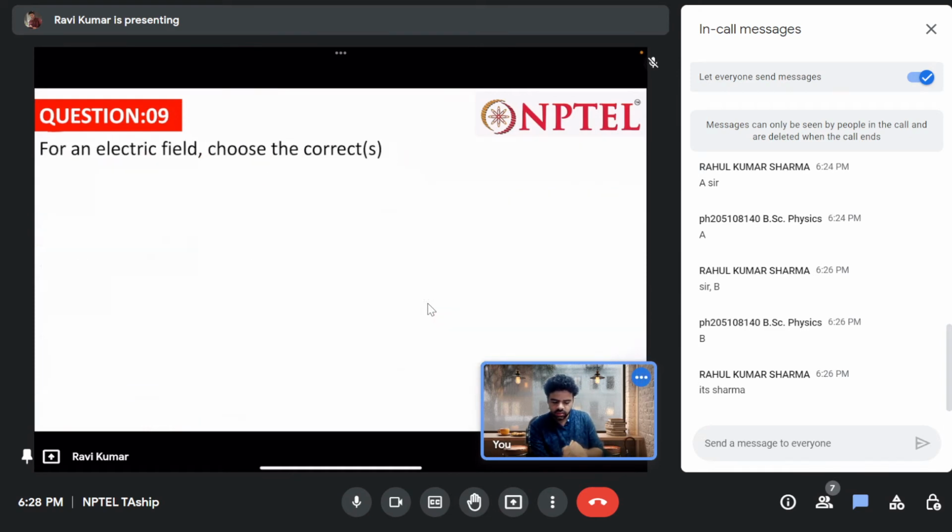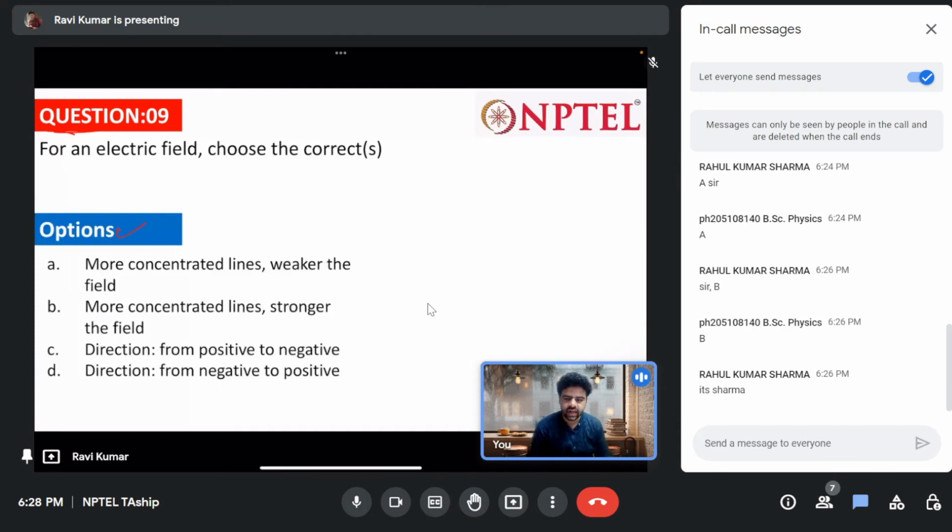Let's move to the next question. It says for an electric field choose the correct. Very simple. You must know electric field lines. So you just tell me the correct option here regarding this electric field. It is that electric field lines, if more concentrated, then the electric field will be stronger or weaker. And Abhirami saying C, means direction of the electric field will be from positive to negative. Okay. And what about the concentrated lines? Will it represent the weaker field or the stronger field? Okay, someone is also saying D. So the combination will be B and C.